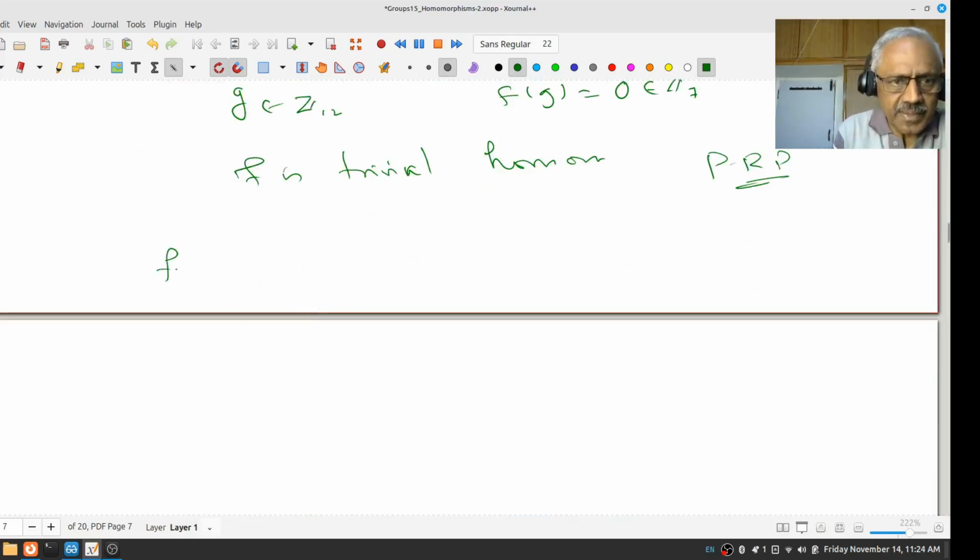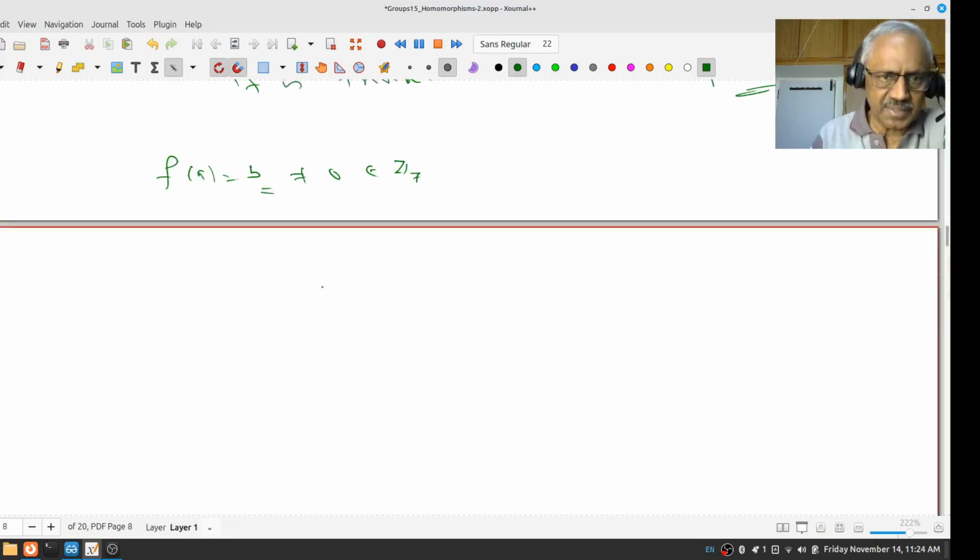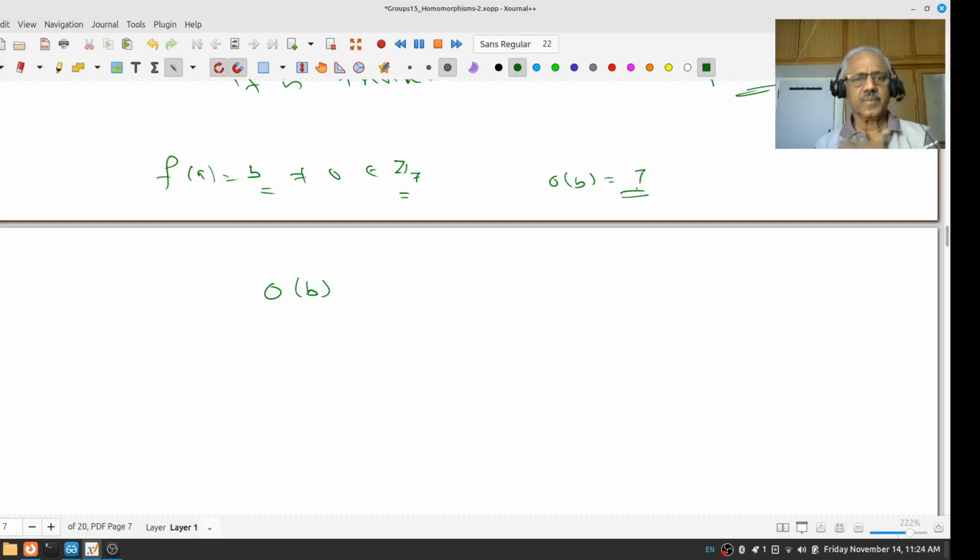Now suppose f of A is B and B is not 0 in Z7. It's not the 0 element of Z7, not the additive identity. Then what do I know? I have to look at the order of B. Now B is a non-zero element, and we know Z7 is a cyclic group where every non-identity element is a generator. That is, the order of B is also 7. Because B is not 0, the order of B cannot be 1; it is at least greater than or equal to 2. So every element generates here, therefore the order is 7.